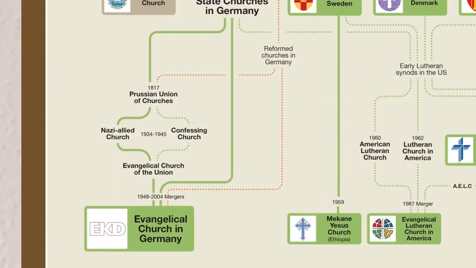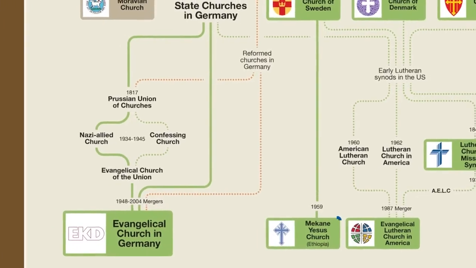In 1948, several other German state churches joined together to form the Evangelical Church in Germany, or EKD. Initially, the Prussian church, now known as the Evangelical Church of the Union, remained separate, but in 2004 it joined the EKD as well. Today, the EKD, which consists of both Lutherans and Calvinists, is the largest Protestant denomination in continental Europe. The second largest Lutheran denomination worldwide is actually the Makane Jesus Church in Ethiopia, which was founded by Swedish missionaries. Let's now look at the Anglicans.